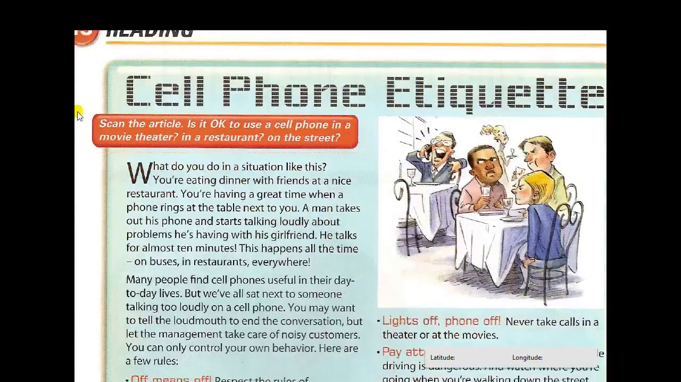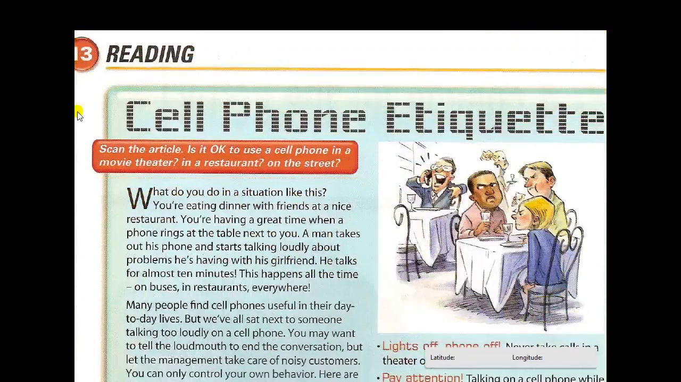Exercise number 13. In exercise number 13, this is the passage. Reading: cell phone etiquette. Etiquette, American, British, etiquette. Scan the article. Is it okay to use a cell phone in a movie theater, in a restaurant, on the street?